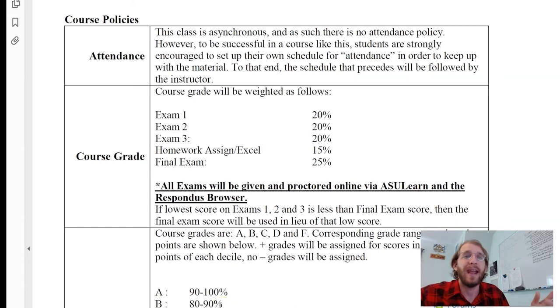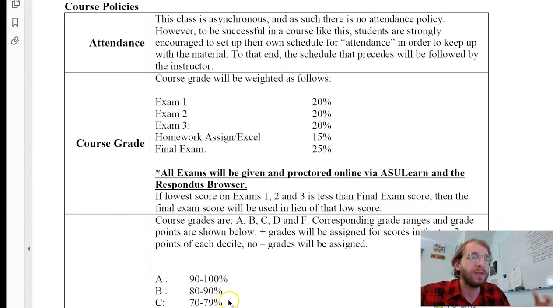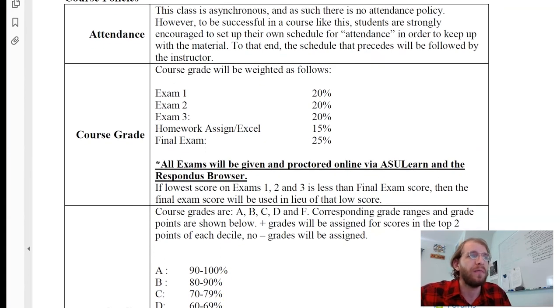An 88 and an 89 is a B+. I don't do B minuses. Everything else in the 80 range is a B. The only thing that's really important here is that if you are a finance and banking or a risk management and insurance major, you must get a C in this class to take any more advanced courses in your major. Okay. Everybody else, D's get degrees.